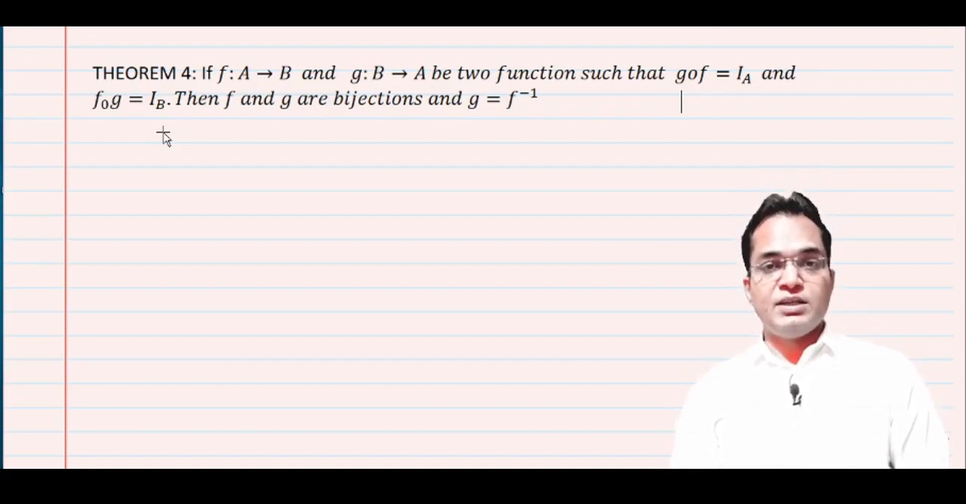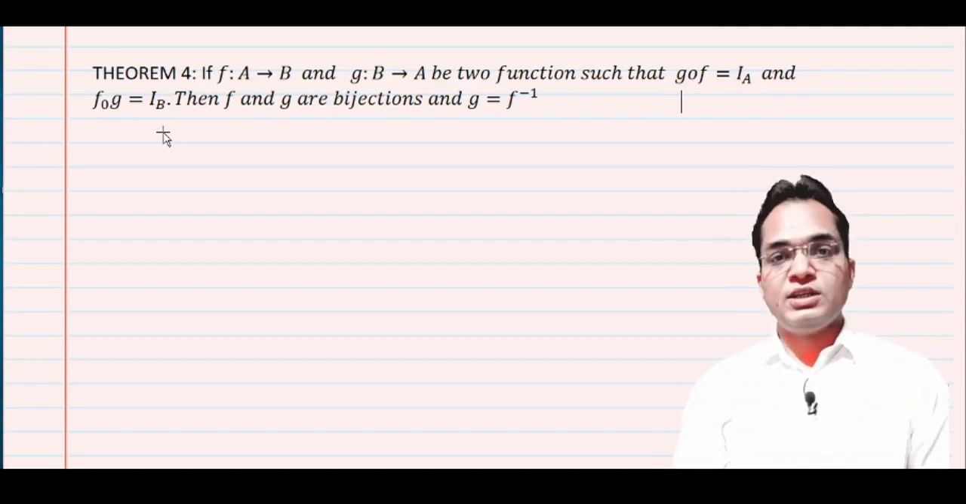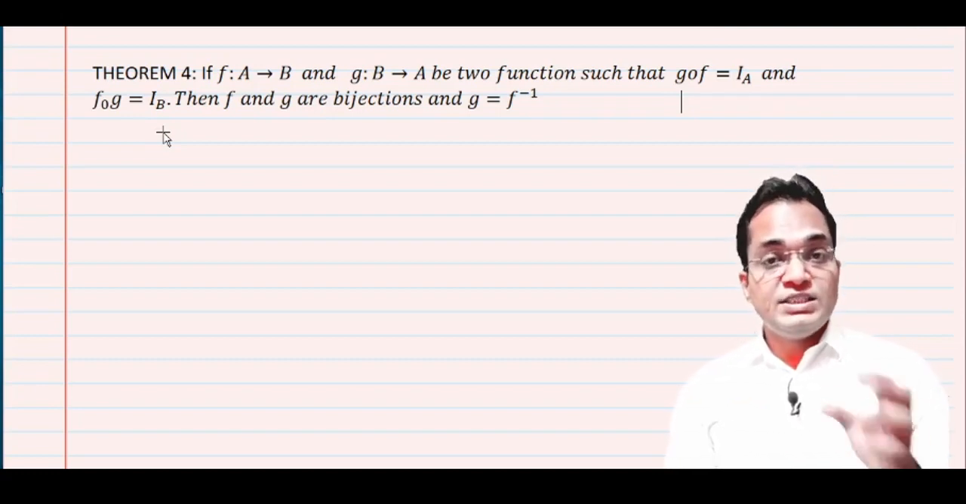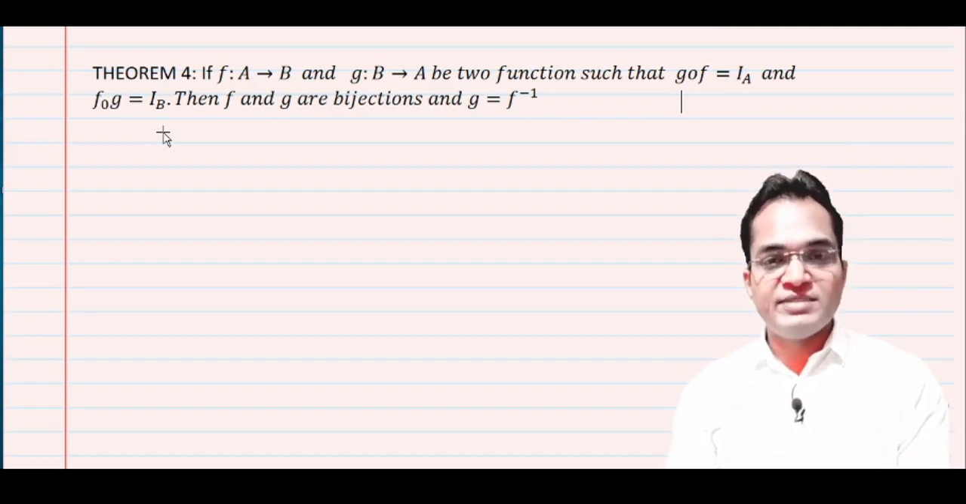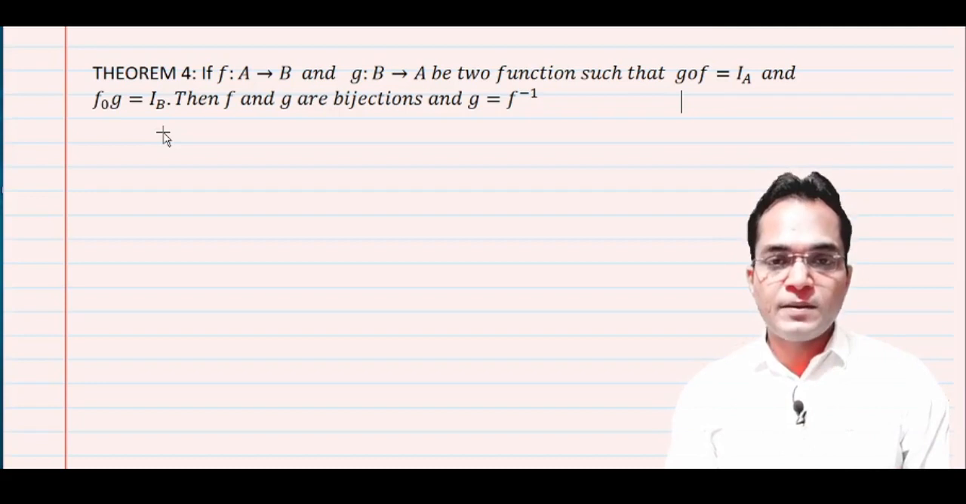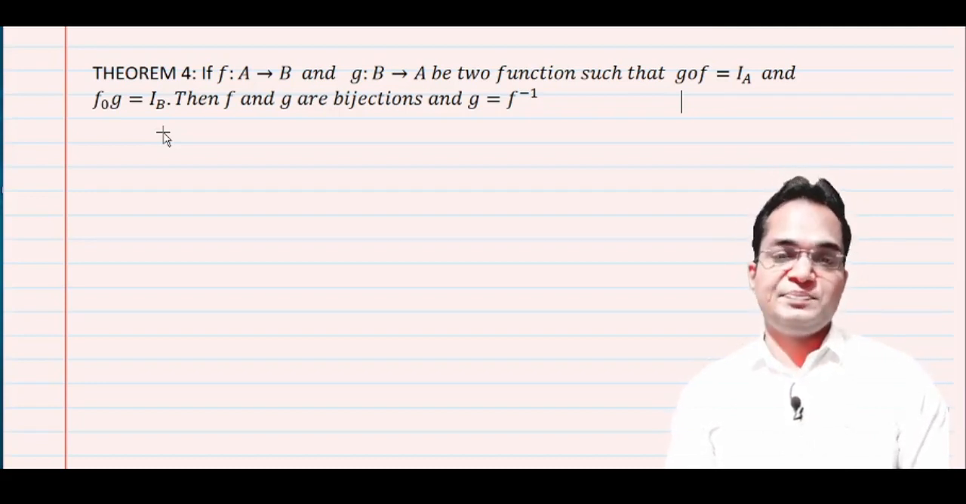And the second statement, which is most important, is that g is the inverse of f, and if g is the inverse of f, then you can easily say that f is the inverse of g, meaning both functions are inverse of each other. Okay, let's prove.